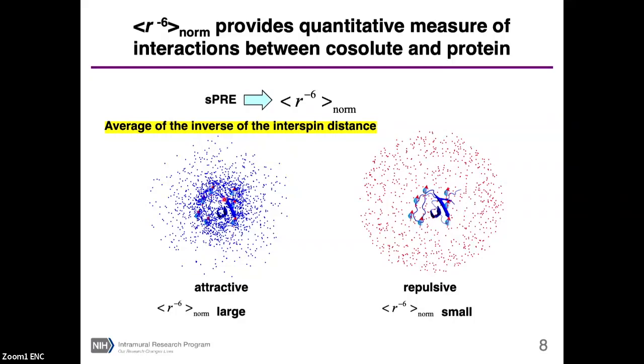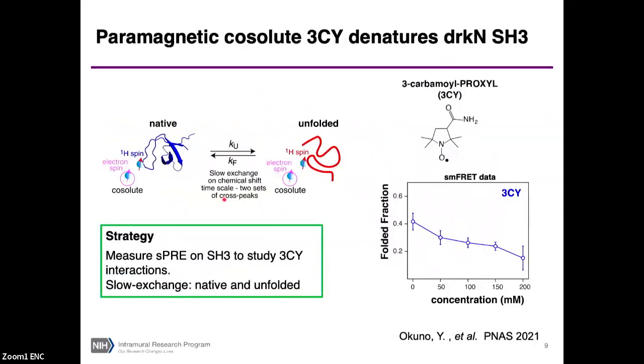Therefore, we can quantify how attractive or how repulsive the interaction is between the co-solutes and the protein through the values of the R⁻⁶. And we can get this experimentally by measuring the solvent PRE. So using this new technique, we studied this model protein called DARKNSS3.